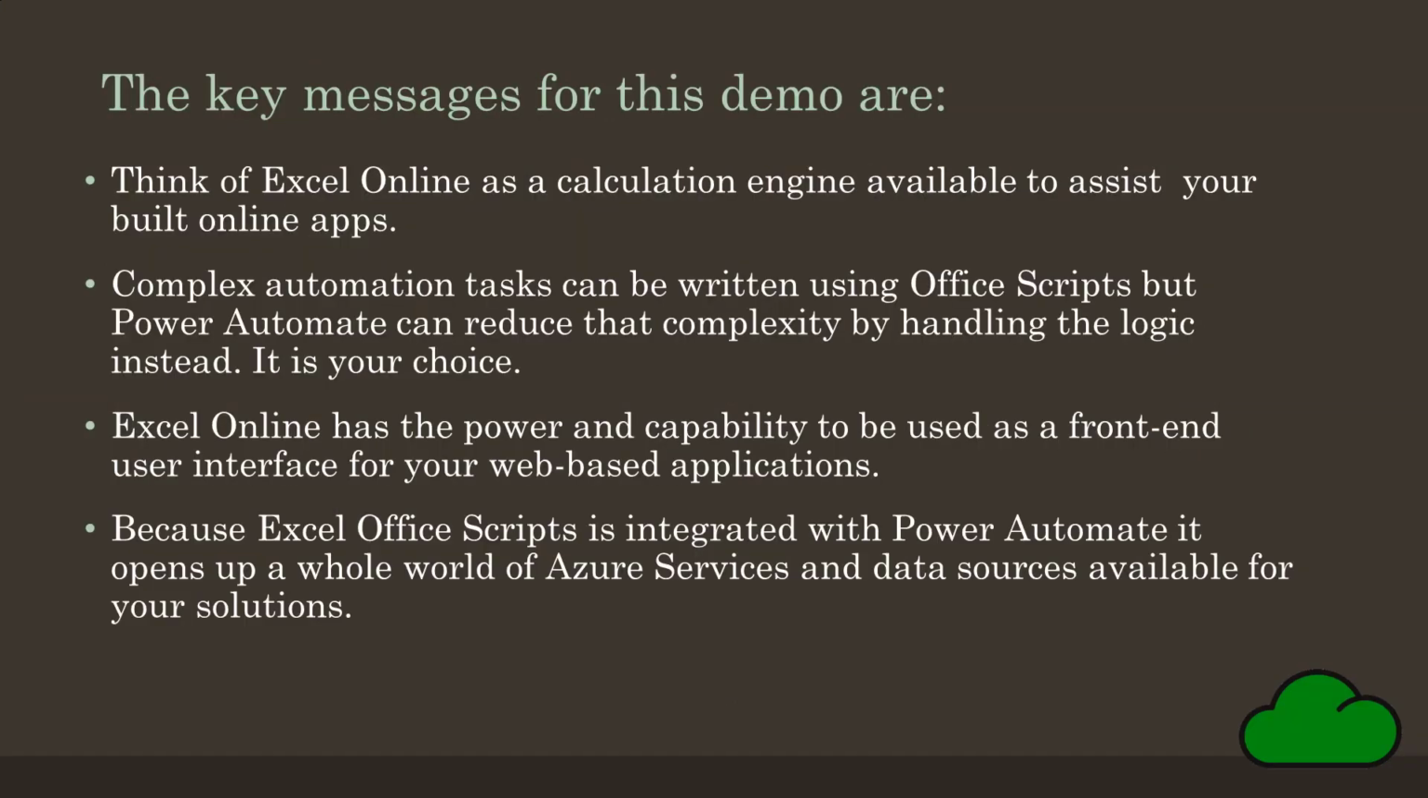And that is where I learnt to use Office scripts, as well as many of the other tools mentioned there. The key messages for this demo are: think of Excel Online as a calculation engine available to assist your built online apps. I appreciate you are add-in developers, but Excel should be considered as a calculation engine which is available for your apps. Complex automation tasks can be written using Office scripts, but Power Automate can reduce that complexity by handling the logic instead. It is your choice. Excel Online has the power and capability to be used as a front-end user interface for your web-based applications, though there are limitations to that, which I shall come on to shortly. Because Excel Office Scripts is integrated with Power Automate, it opens up the whole world of Azure services and data sources available for your solutions.